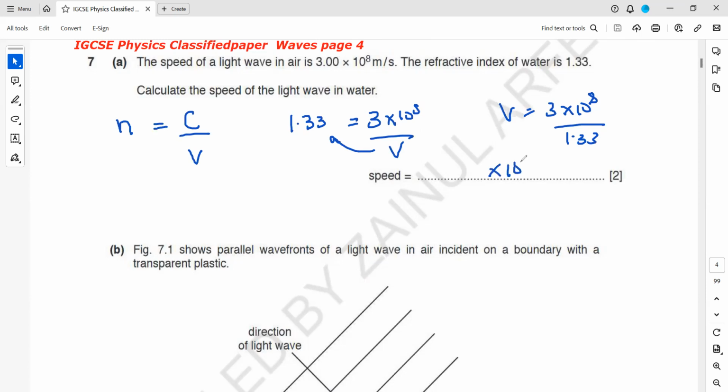It should be an exponent. Just do 3 divided by 1.33. Leave the exponents, just divide 3 by 1.33. That gives 2.25, 2.26. Okay. So 10 raised to the power 8 will be there, meters per second. That's the speed.